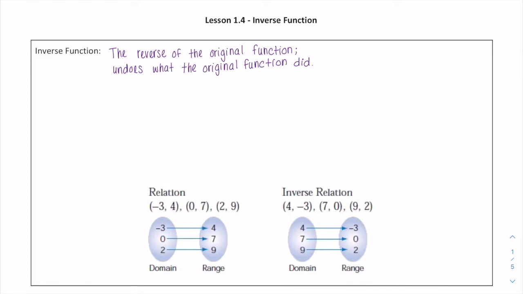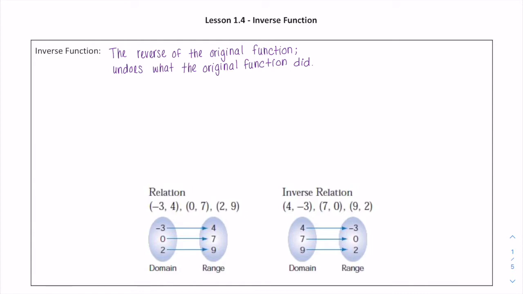The easiest way to think of this is as an action that had a result, and the inverse would be undoing the action in order to undo that result. That's the idea of what the inverse is.